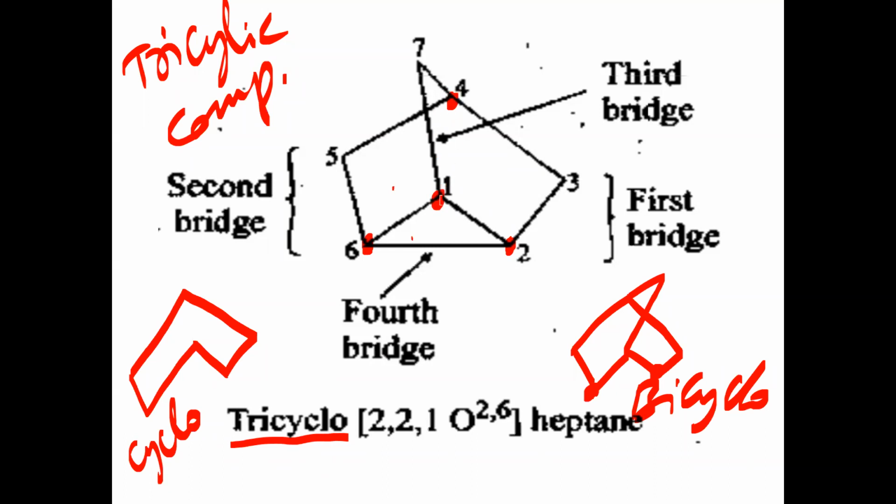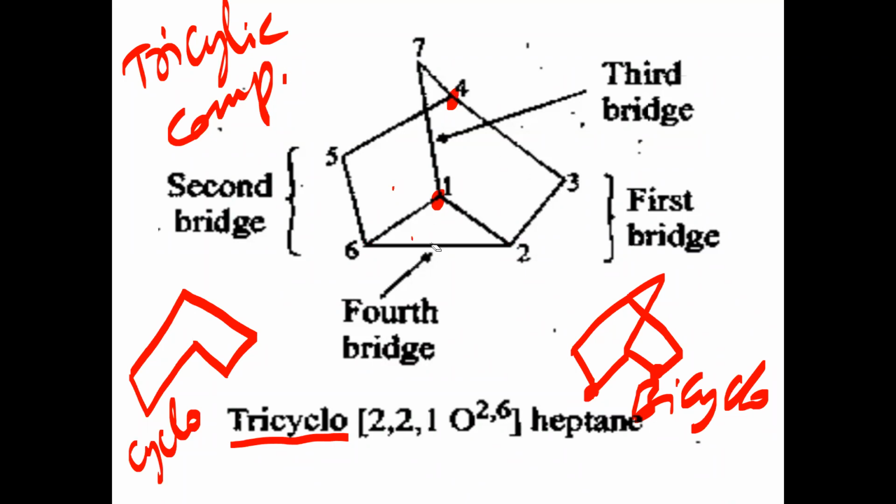Now after starting from first, between the two bridge head carbons, how many paths are there? You check it here. So this one is one path with two carbons, 2 carbon bridge, this one 2 carbon bridge, and this one 1 carbon bridge. Between these 2 head carbons, 1 carbon bridge, 2 carbon bridge, again 2 carbon bridge. First we have to follow what? Longer path. Okay, longest path we have to select. So 2, 2, 1 bridge is there.